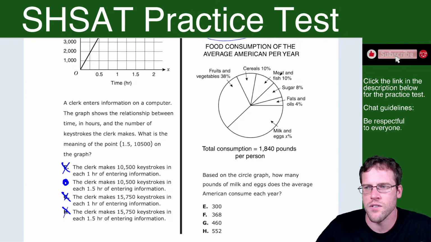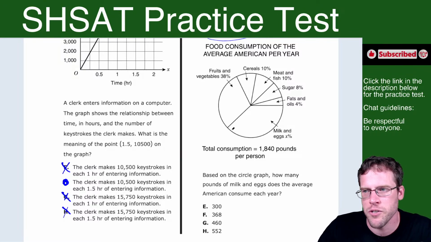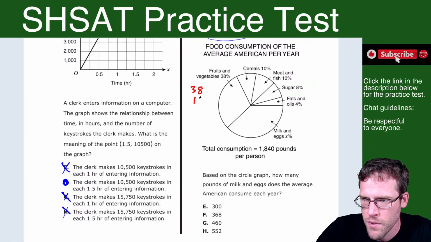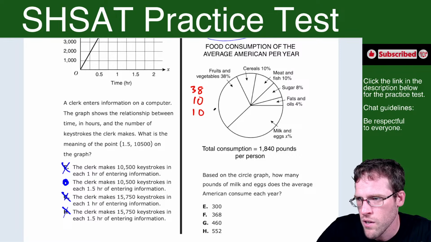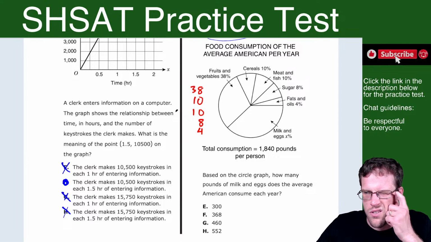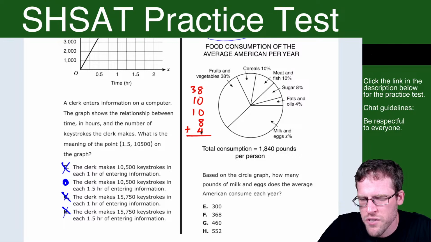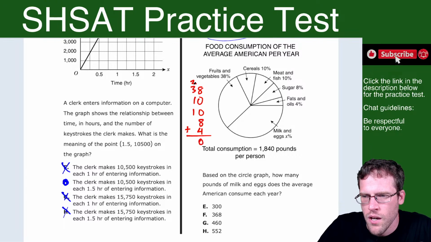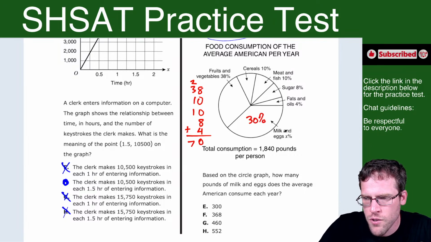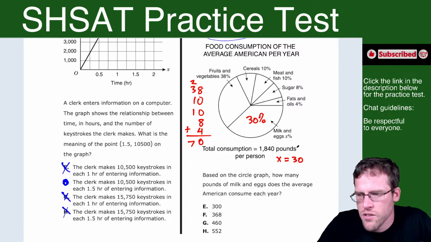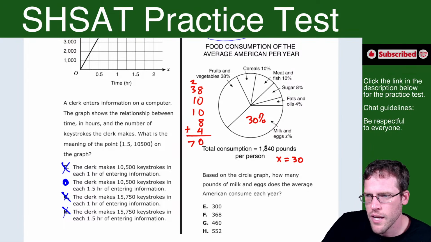So we have to find the sum and subtract from 100 because it's 100% in total. So far we have 38%. Then we have 10 for cereals, 10 for meats and fish, 8 for sugar, 4 for oils and fat. All right, 8 plus 8 is 16, plus 4 is 20. We carry the 2. And then 70 so far. So that's 30% that's missing. So x equals 30. So just be mindful of that.